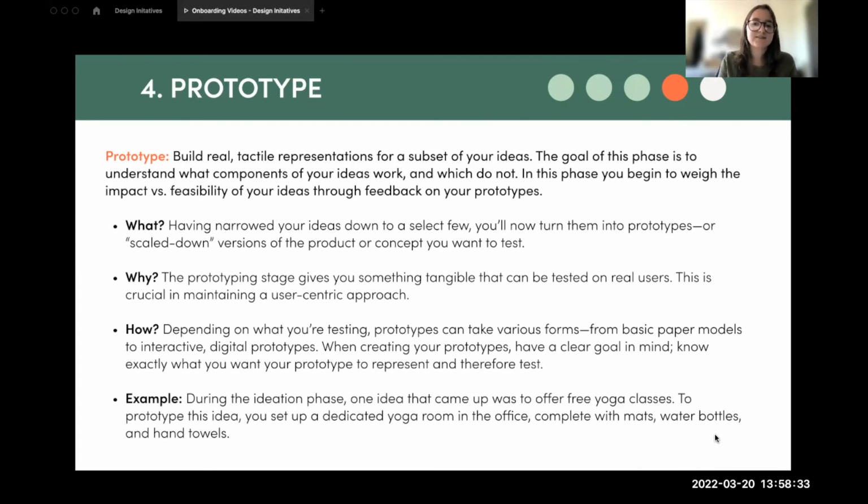So depending on what you're testing, prototypes can take different forms, from basic paper models to interactive digital prototypes like something built in Figma. So when creating your prototypes, have a clear goal in mind, know exactly what your prototype is to represent and therefore test.